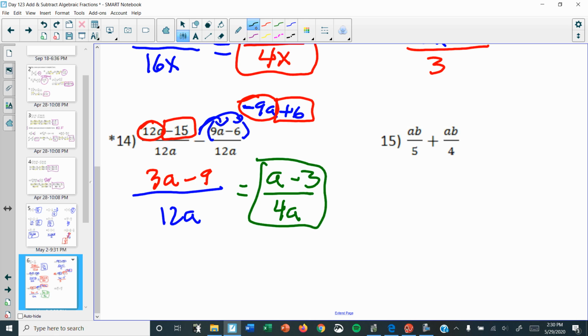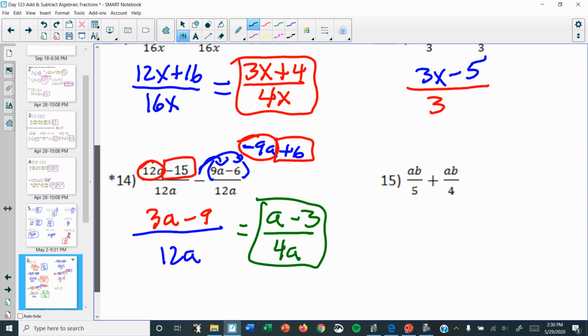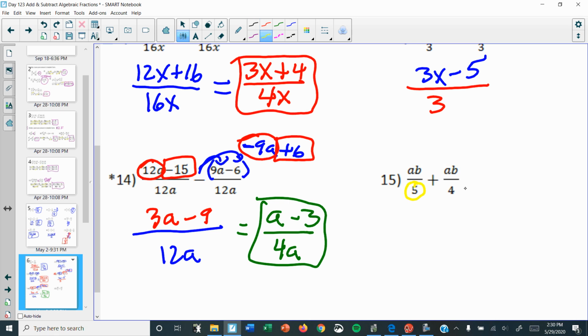The next one, this is where now it gets a little bit more difficult. Not that much more difficult yet. What do you notice about 15? That is correct. The denominators are now different. So now you need to find the common denominator. What does 5 and 4 both go into? And that's right, it's 20.